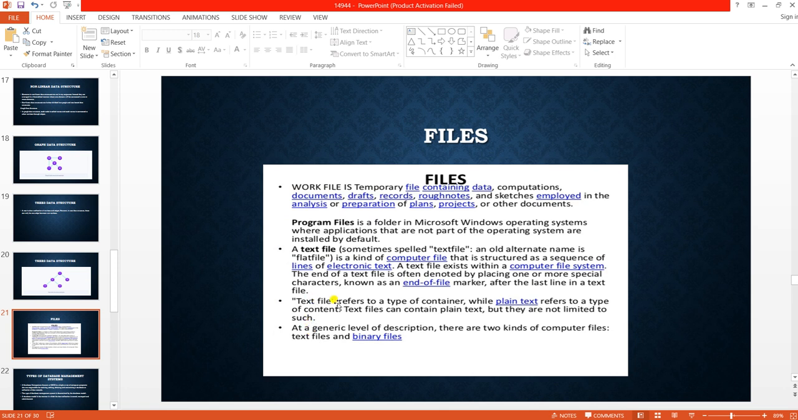So a text file refers to the type of container, while plain text refers to the type of content. So we've managed to show you the plain text. Text files can contain plain text, but they are not limited to such. And also at a generic level of description, there are two kinds of computer files, which are the text files and the binary files.